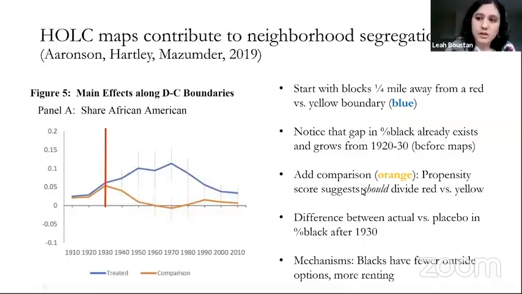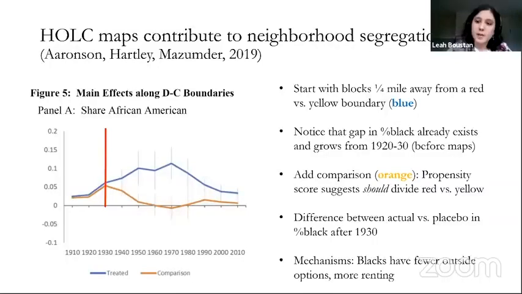What if we created placebo boundaries there, though, and said, okay, these are areas that look very much like the red-yellow boundary? Well, in that case, from 1910 to 1930, there's a very similar trend for these differences in racial composition along these placebo boundaries. And then after the HOLC, these areas start to diverge so that the placebo boundaries actually converge in racial composition. Initially one side was Blacker than the other, but eventually the neighborhood fills in and the racial composition looks similar on both sides. For the areas that did in fact get HOLC designation, those areas continue to diverge in racial composition.